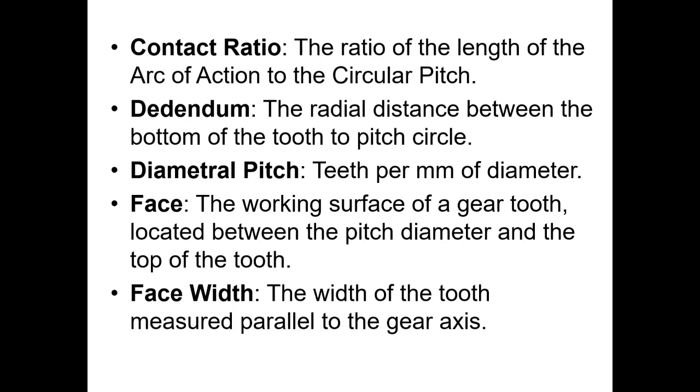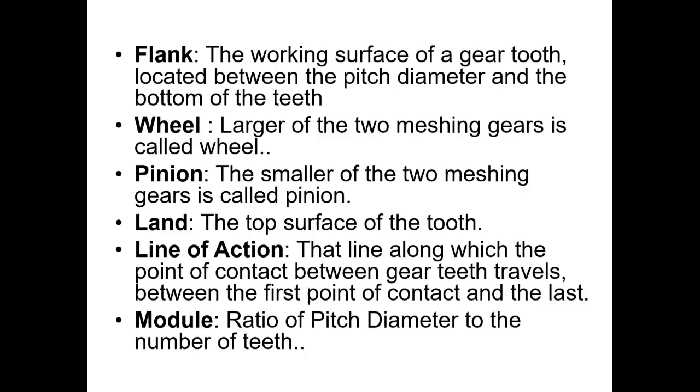Next, face: the working surface of a gear tooth located between the pitch diameter and the tooth top. Next, face width: the width of the tooth measured parallel to the gear axis. Next, flank: the working surface of a gear tooth located between the pitch diameter and the bottom of the teeth. Next, wheel: the larger of the two meshing gears is called wheel. Next, the pinion: the smaller of the two meshing gears is called pinion. Next, land: the top surface of the tooth.